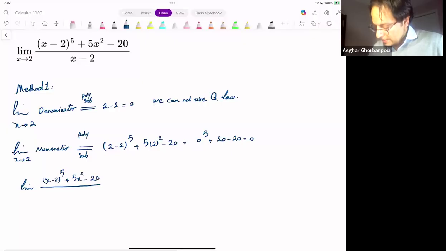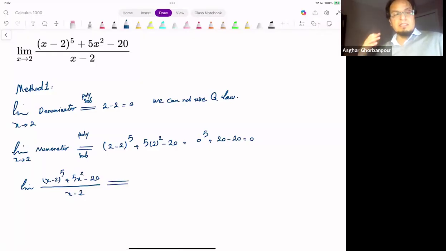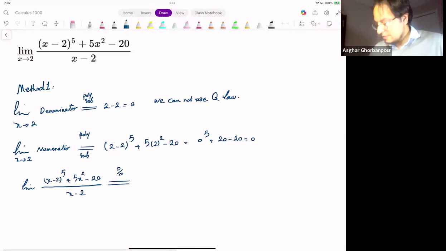Remember always, 0 over 0 is not a result, it's a status. I have to report, I have to say that this is 0 over 0. It means that I need to do something to resolve it.